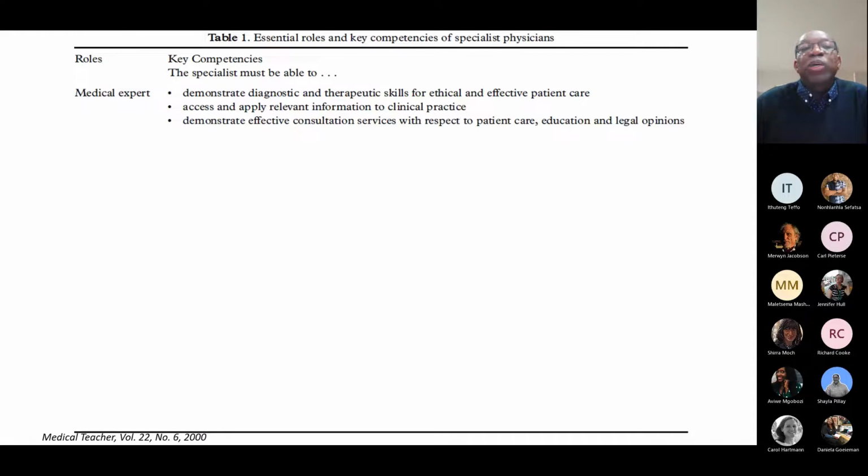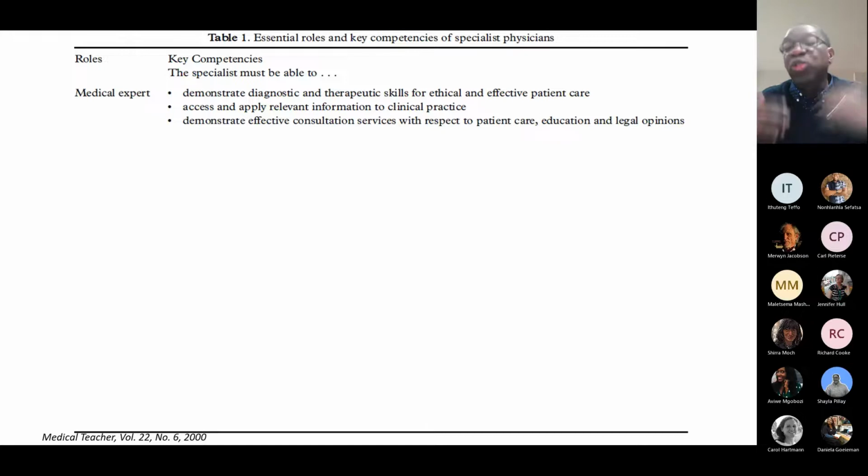The font is small, but this table is from one of the papers that elaborated on the CanMEDS roles. The reason I showed you this table is to say that under each role, and the one you can see is the medical expert, you have what they call key competencies, what the specialist must be able to do. I'm just going to go over this one. A physician graduating at the specialist level, no matter their specialty, whether a surgeon, an orthopedic surgeon, a physician, or a gynecologist, will be a medical expert.